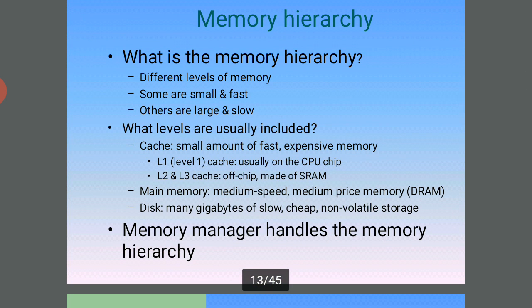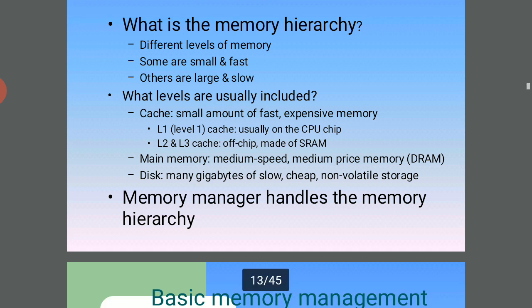So, memory hierarchy. What is hierarchy? Hierarchy means step by step implementation of information. Memory hierarchy means different levels of memory, where some are small and fast and others are large and slow. What levels are usually included? Cache is a small amount of fast and expensive memory. The memory manager handles the memory hierarchy.